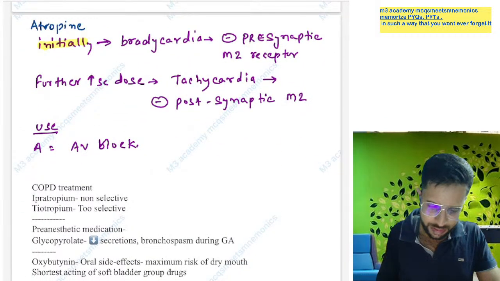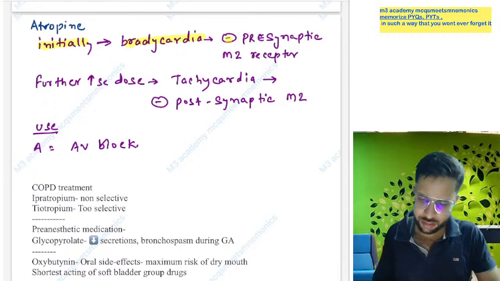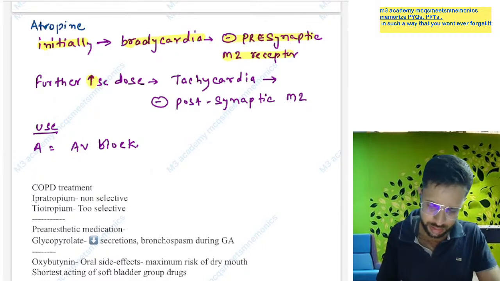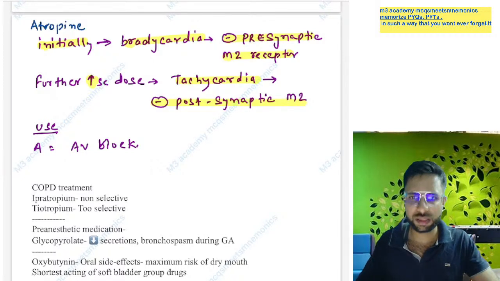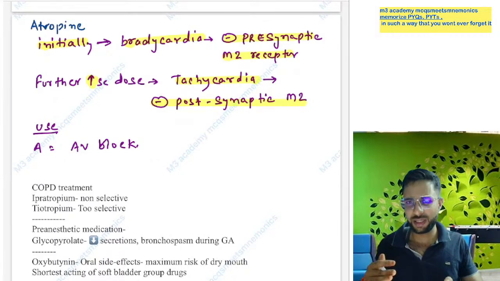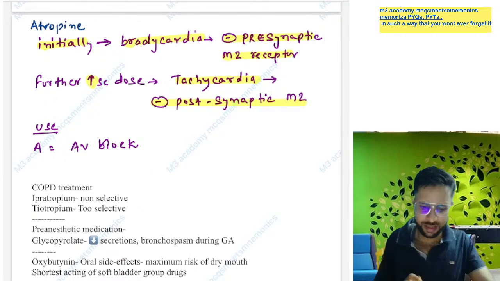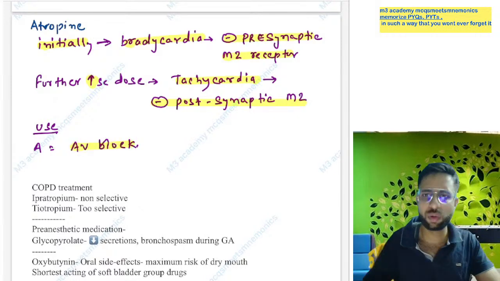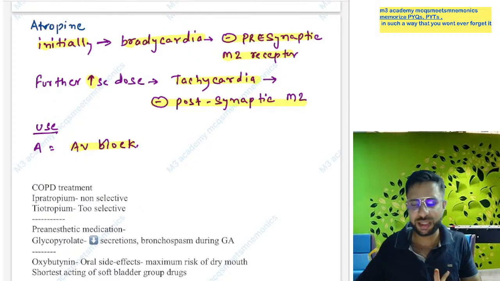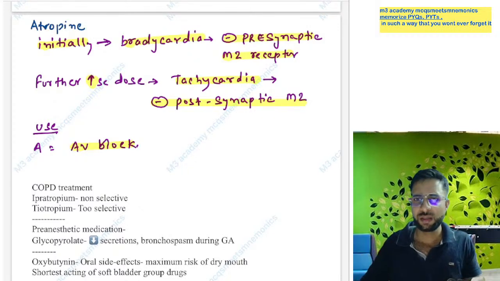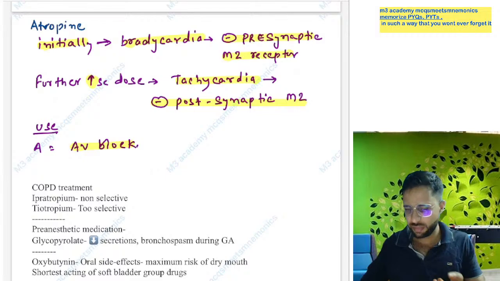Atropine initially causes bradycardia due to inhibition of the presynaptic M2 receptor. With further increasing doses, it causes tachycardia by inhibiting the postsynaptic M2 receptor. So first it will cause bradycardia, later it will cause tachycardia. Yes, so where is it used? It can be used in AV block or in digitalis-induced bradycardia. Yes, it can also be used as a drug in SCLS and BCLS.